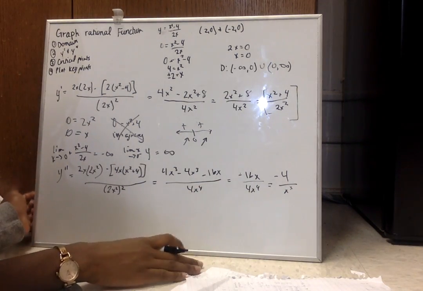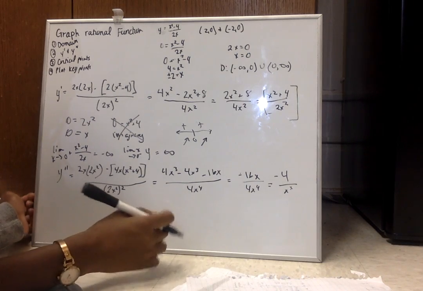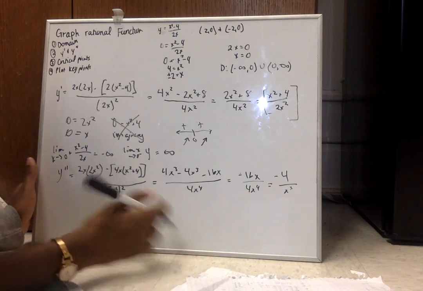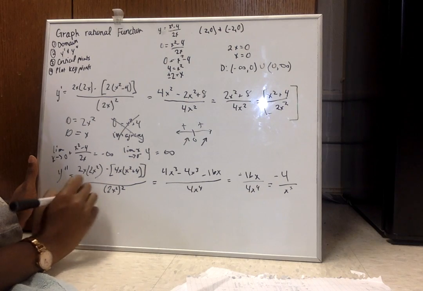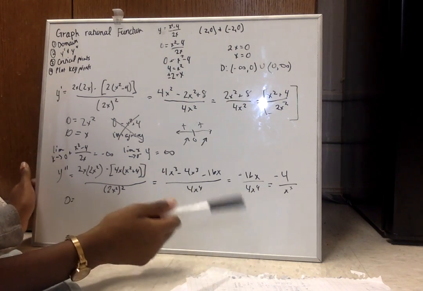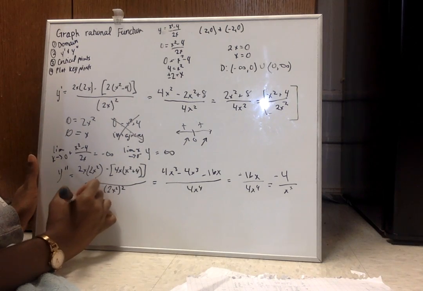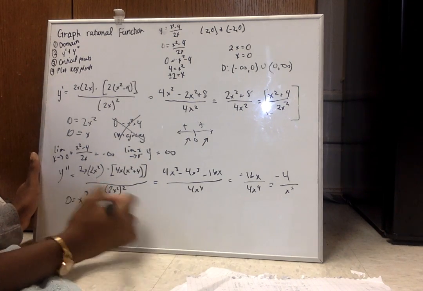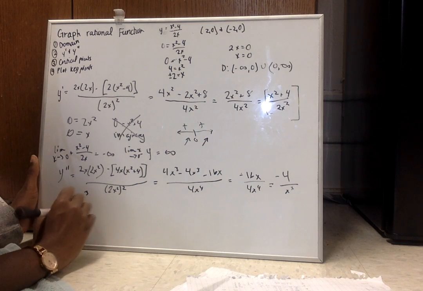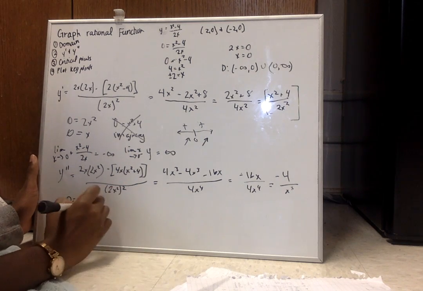Now in order to find where this function is concave up and concave down, we set the second derivative equal to 0. So negative 4 is never going to be 0, so then we plug in the denominator. So 0 equals x cubed. So 0 is equal to x.